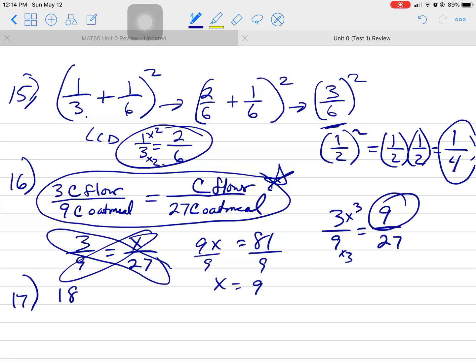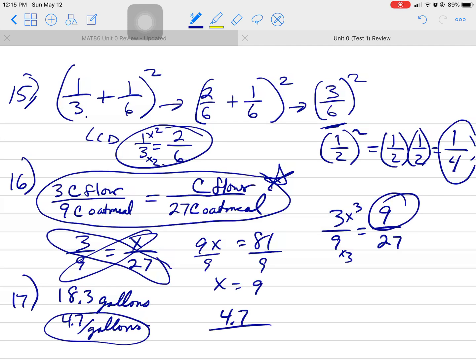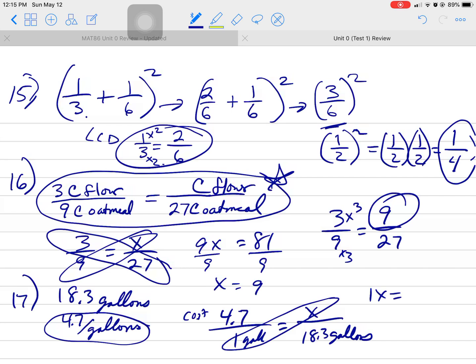The cost of 18.3 gallons of gas at $4.70 per gallon. What is the total cost? Okay, think about it. This is my unit price. 1 gallon. So if you want to make a proportion, you could say that's the cost, that's the dollars, cost for 1 gallon. What's the cost for 18 gallons? Is one way to think about it. And then you can solve it by cross multiplying, or this is what 1x equals whatever, 4.70 times 18.3 is 86.01, and that's basically your answer.